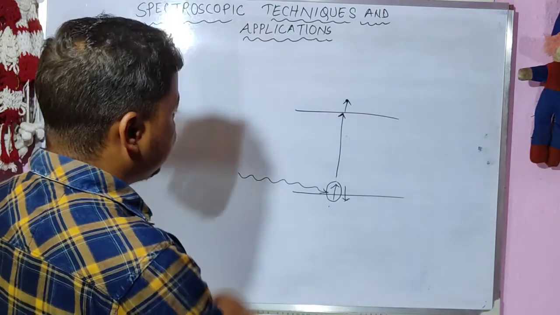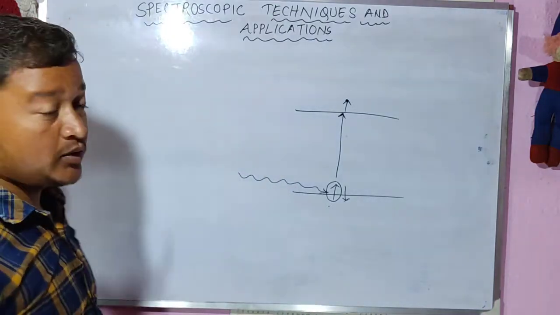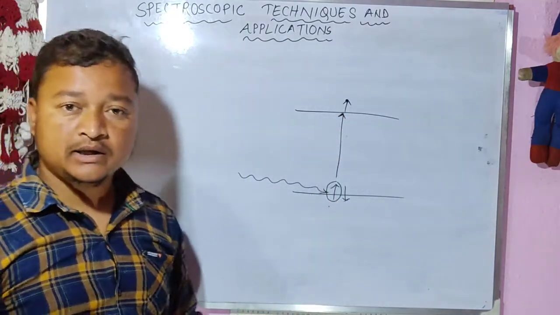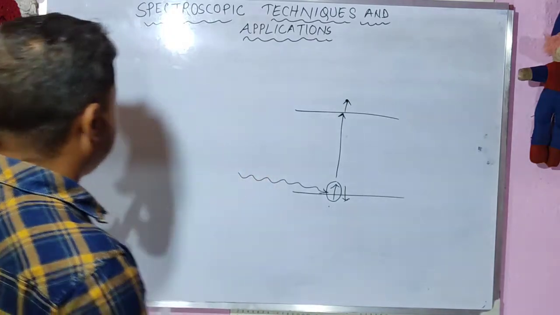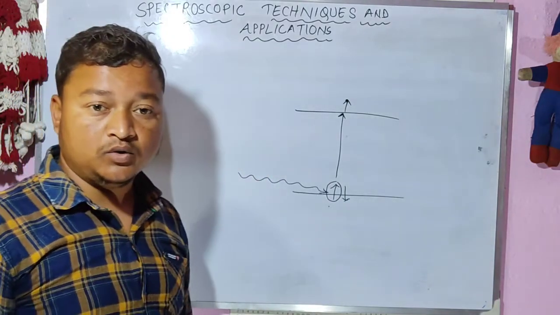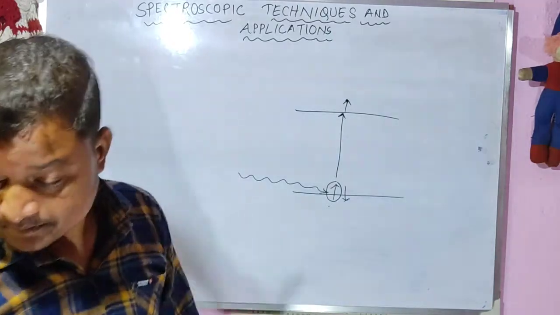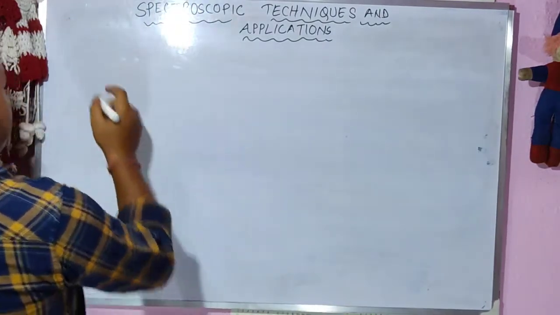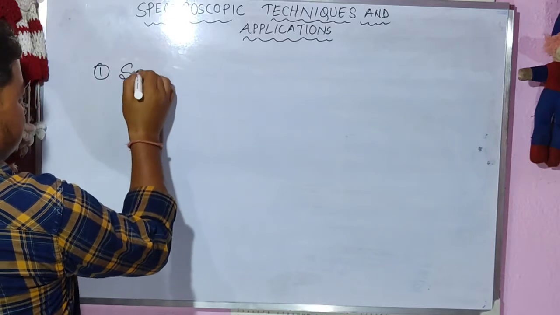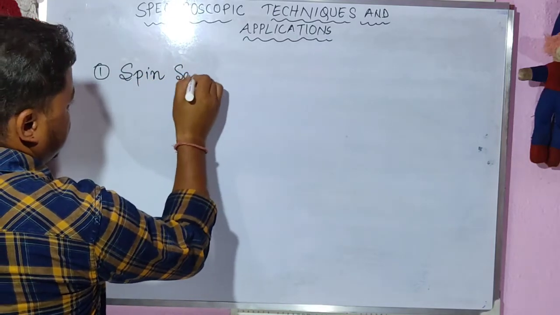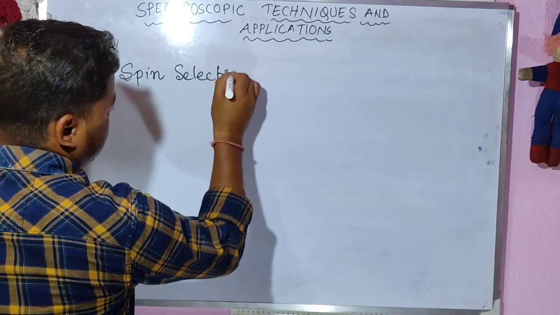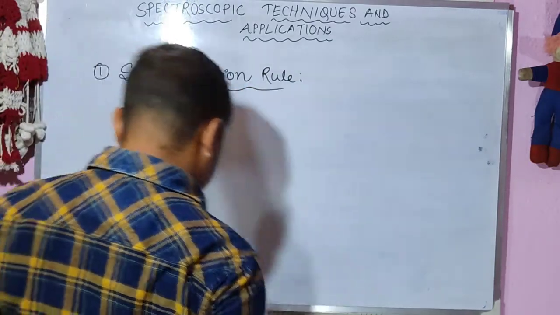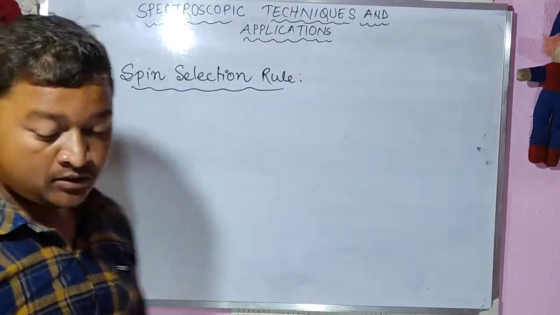So there are some basic rules that say which transition occurs and which does not. These rules are called selection rules. There are 3 selection rules. First is the spin selection rule. So what is the spin selection rule?